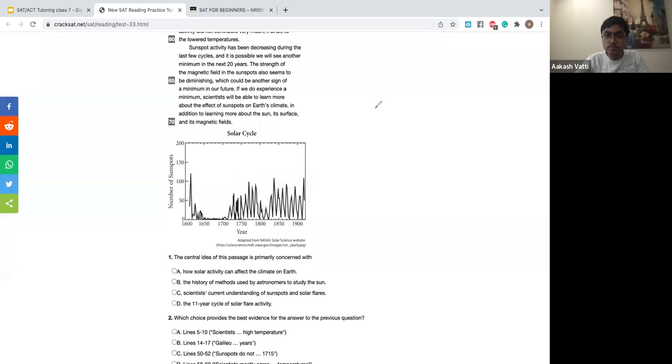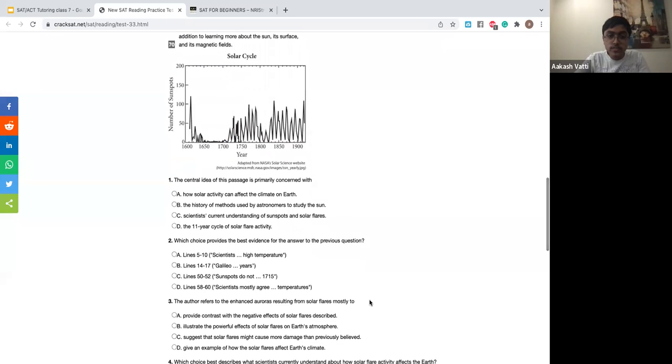All right, question 1. The central idea of the passage is primarily concerned with how solar activity can affect the climate on Earth. No, the passage mostly talks about what sunspots are and what they do. So not really climate. The only time it mentions climate is in the last paragraph, where it says the lack of sunspots might help us learn about their effects on the climate on Earth. So that is not the central idea. It is an idea, but not the central idea.